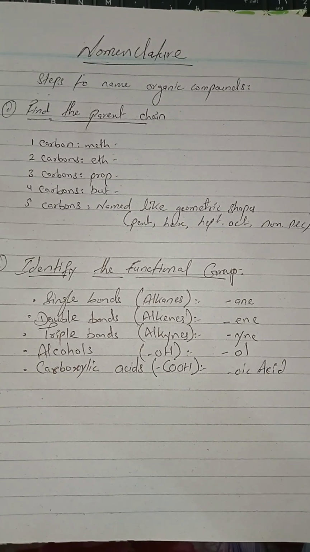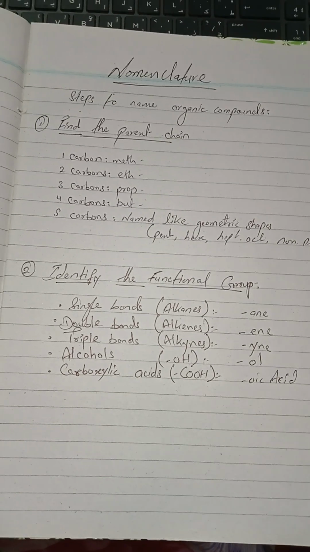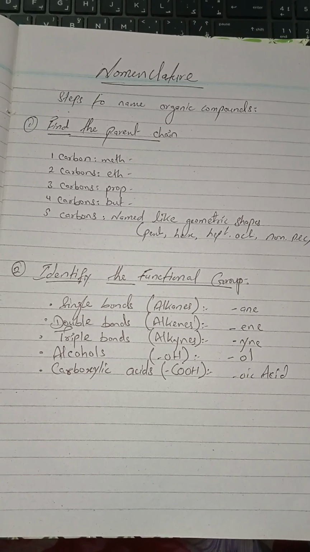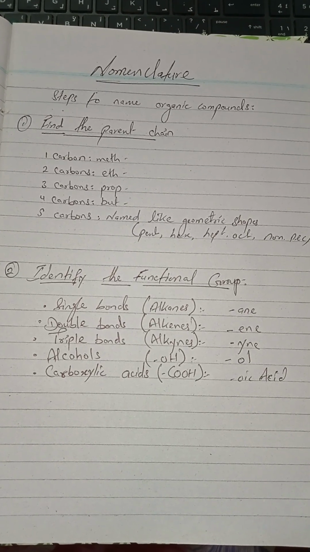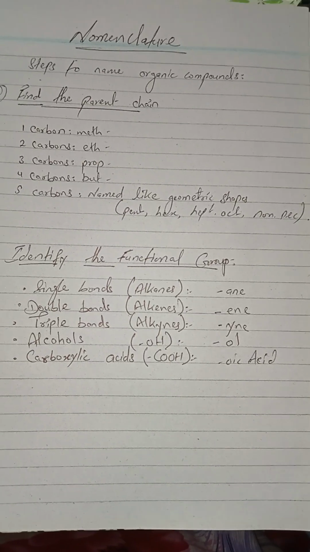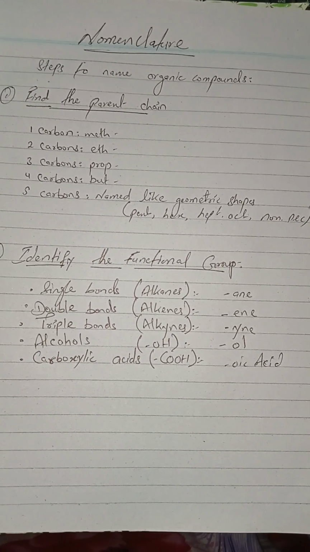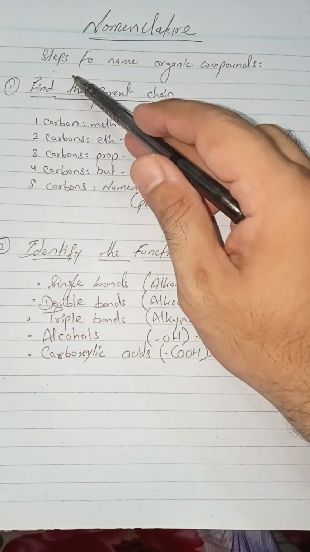Today's lecture is nomenclature. This is one of the most important topics in chemistry. This is a systematic nomenclature, or we can say that IUPAC rules provide a standardized way to name organic compounds, so that a molecule has only one universally understood name. So for understanding nomenclature, we have two main steps today.